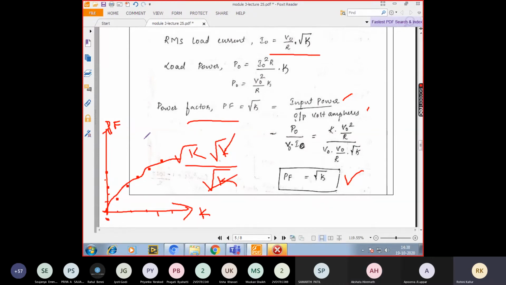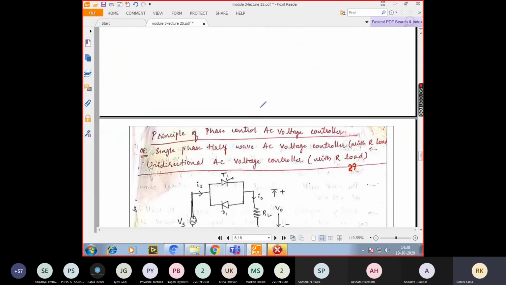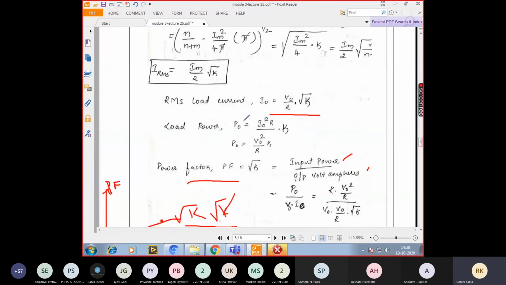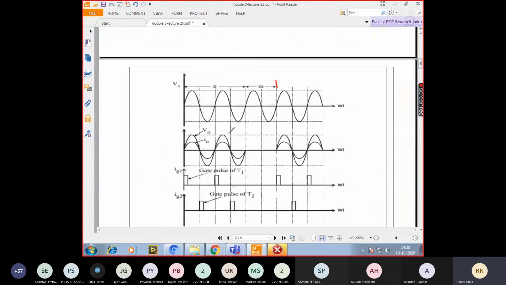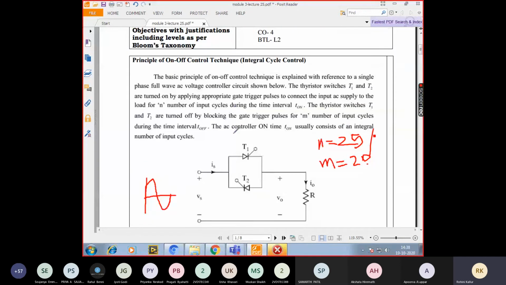Okay, so I think this is the last derivation. For on-off control, if you get a question as "explain on-off control with necessary diagrams and derivation," then you should start it from here.